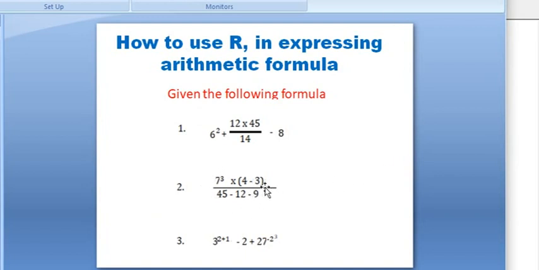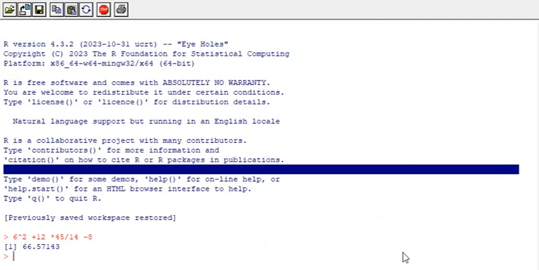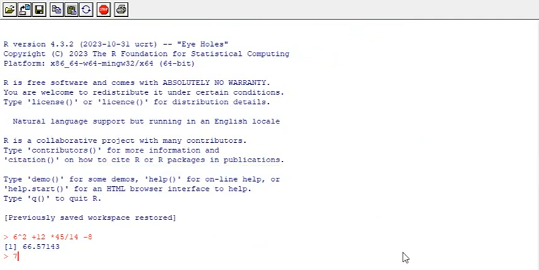Let's try the second formula. How can you express this formula in R? To express it, you type 7 raised to power 3, multiply, the multiplication sign, then bracket 4 minus 3. We close the brackets.